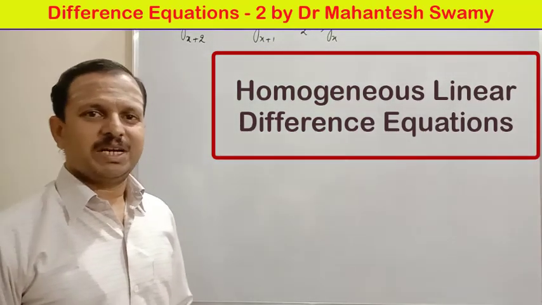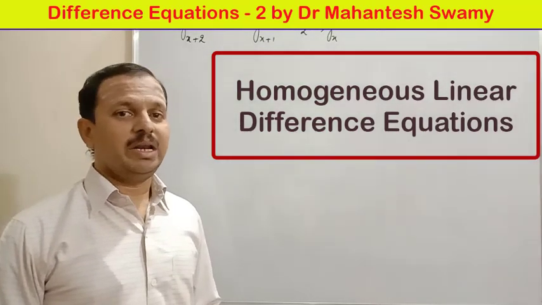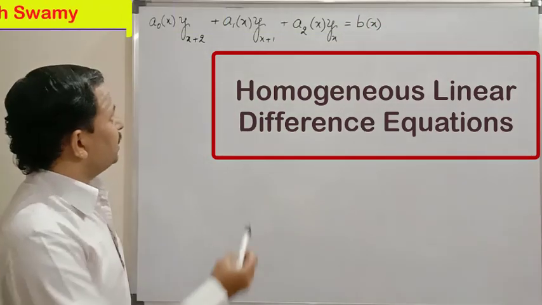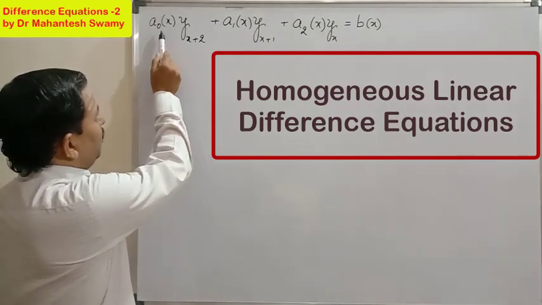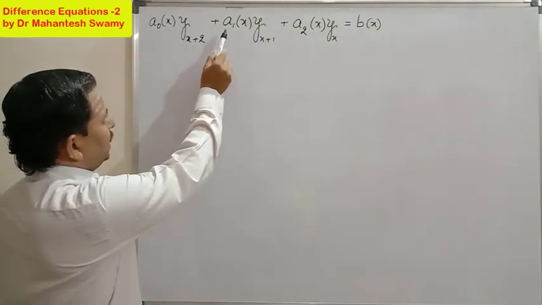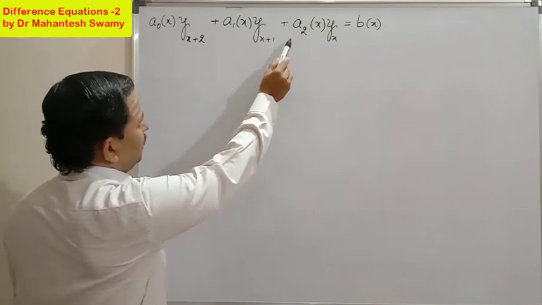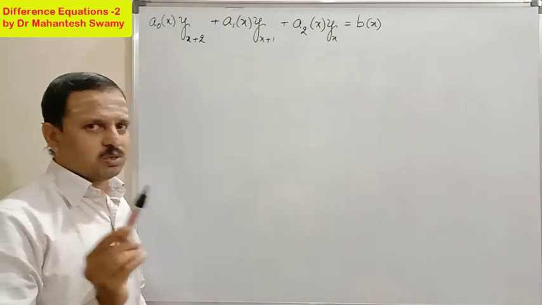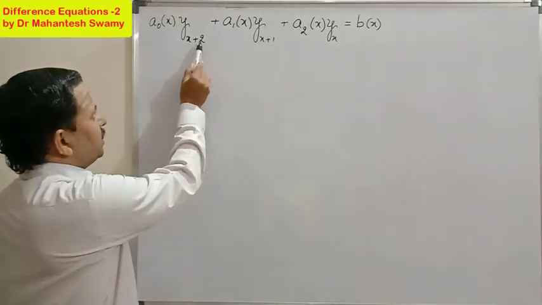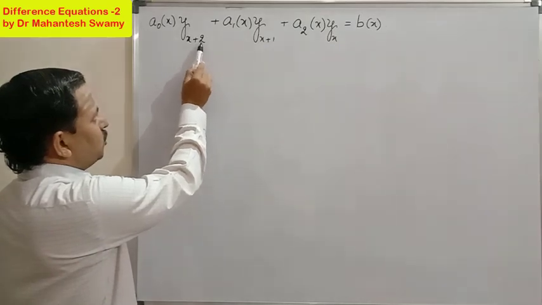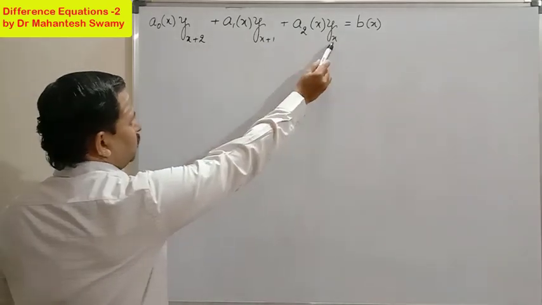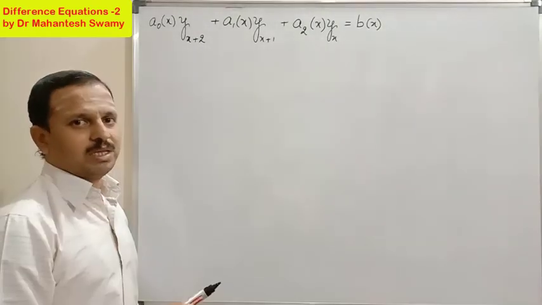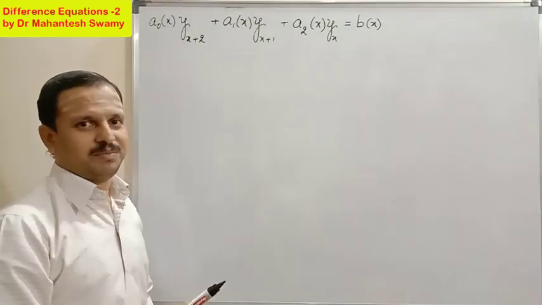In this video, we shall discuss second order linear difference equations. If the difference equation is in the form a0(x) y(x+2) + a1(x) y(x+1) + a2(x) y(x) = b(x), we can observe that the highest argument is x+2 and the lowest argument is x. Therefore the difference between the highest and lowest arguments is 2, and the difference equation is of second order.